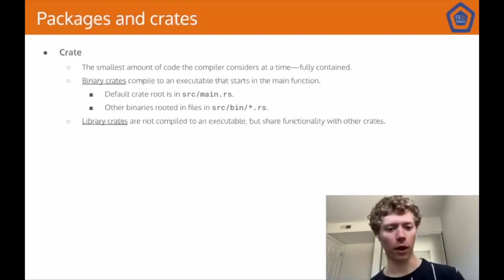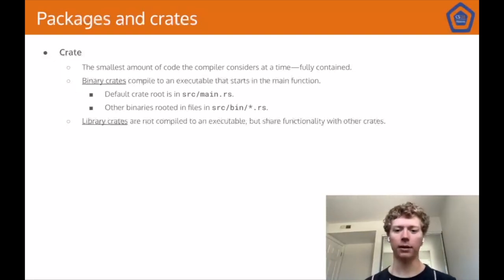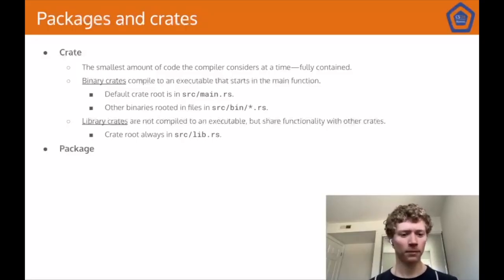Library crates are the other type of crate, which are not compiled to executables, but share functionality with other crates. This is like in C++, if you think about including something, you're including essentially a library. That's what library crates are for in Rust, for creating code to share with other crates, for other people to use. And the crate root is always in src/lib for library crates.